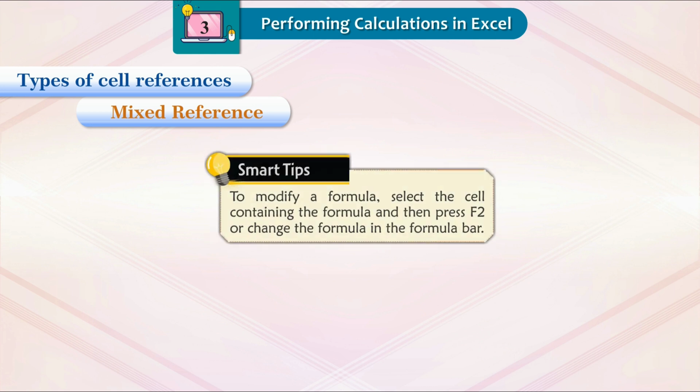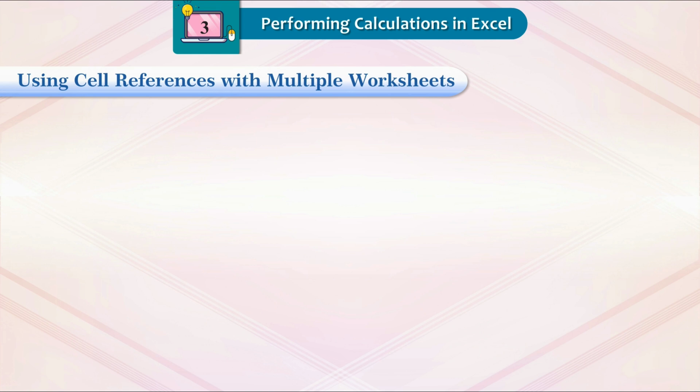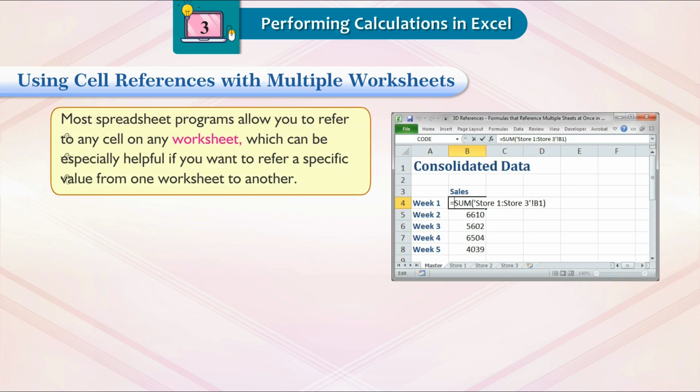Smart Tips. To modify a formula, select the cell containing the formula and then press F2 or change the formula in the formula bar. Using cell references with multiple worksheets. Most spreadsheet programs allow you to refer to any cell on any worksheet, which can be especially helpful if you want to refer to a specific value from one worksheet to another.